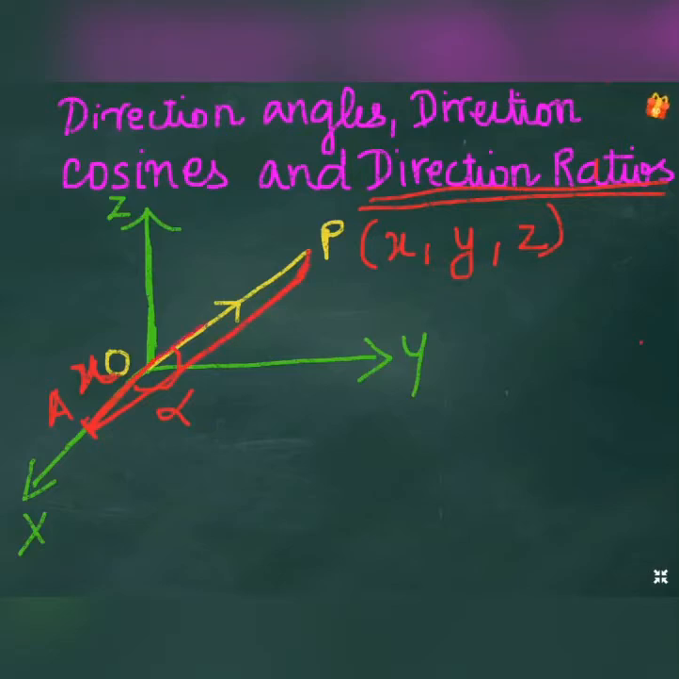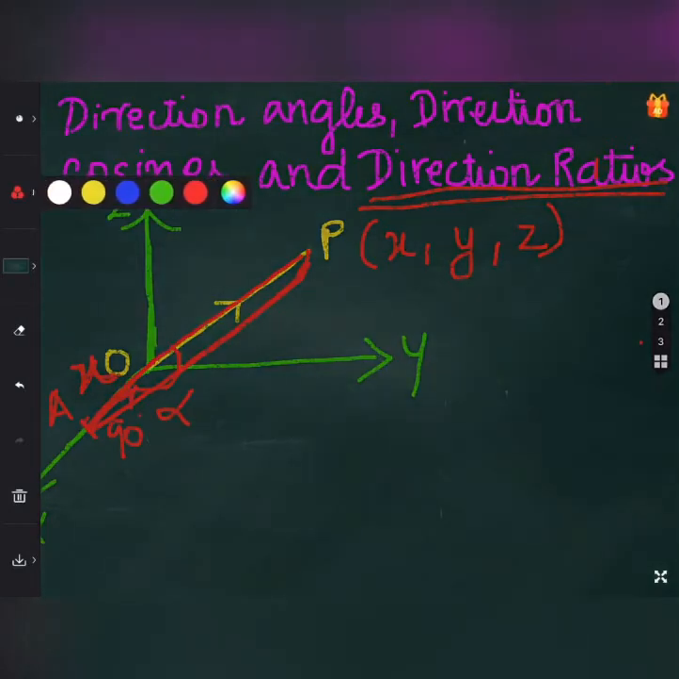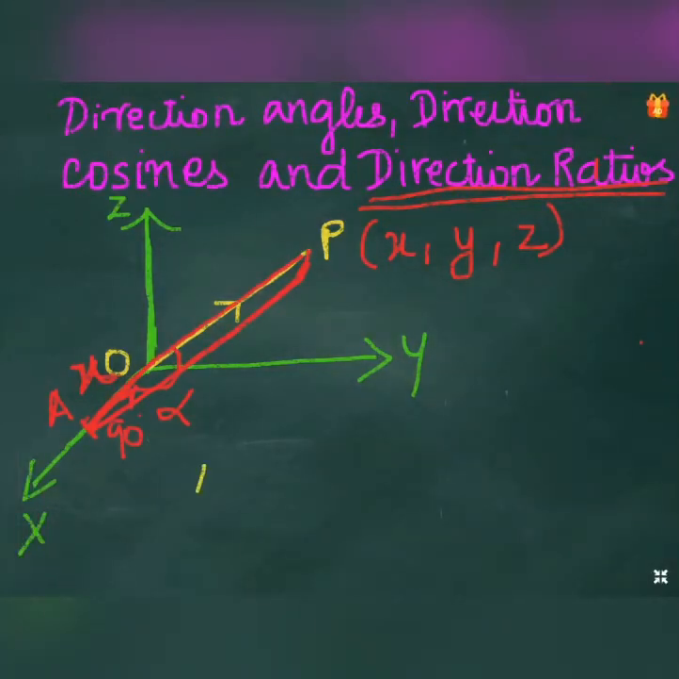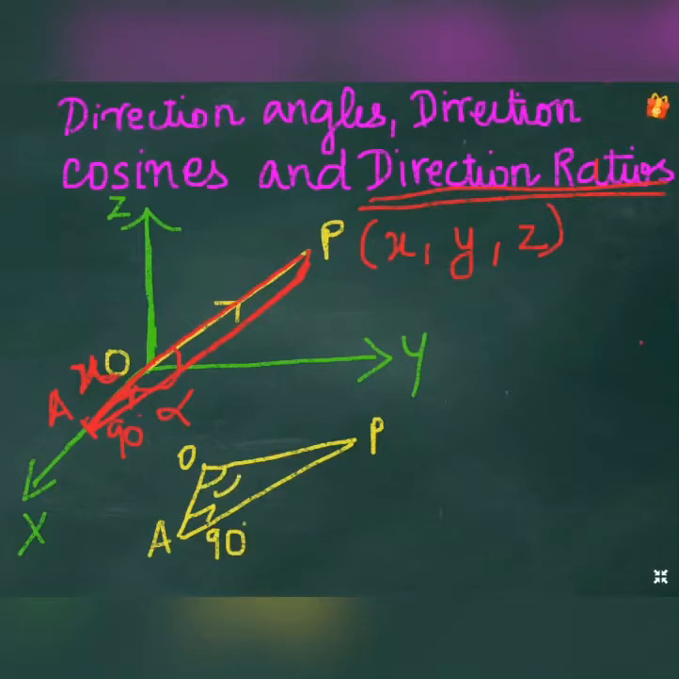So in triangle OAP, A makes an angle of 90 degrees. This is alpha, and this is x length, and this is vector OP, which is also vector r. So this magnitude will be magnitude of vector r.